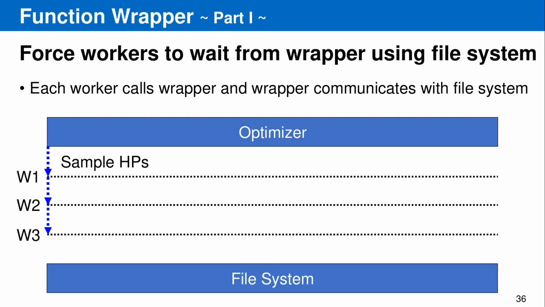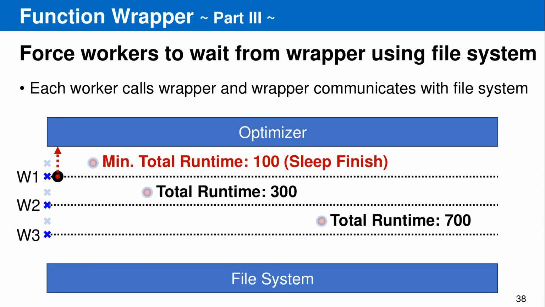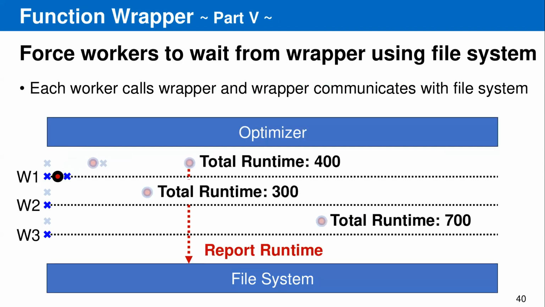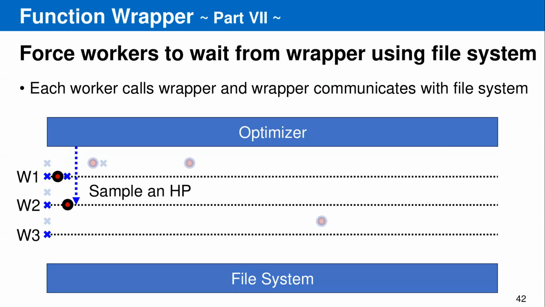We first sample hyperparameter configurations for each worker. Then we report the runtimes for its samples to the file system. Then our wrapper checks the minimum total runtime and terminates sleep for this worker. The worker returns the result to the optimizer. Then the optimizer samples for the freed worker. The wrapper reports the runtime, updates the total runtime, checks the minimum total runtime, finishes the sleep for this worker, and returns the result to the optimizer.